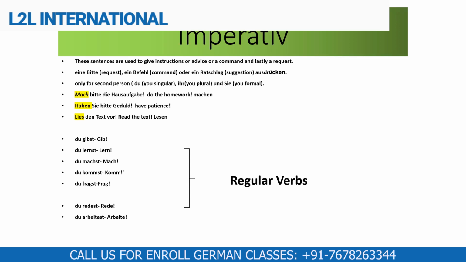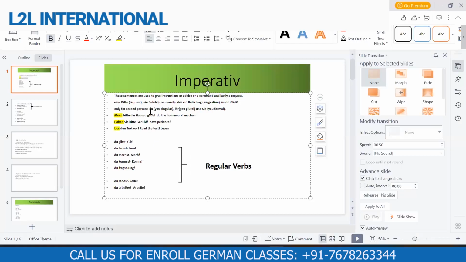In German there are three second persons: du, informal you; ihr, plural you; and Sie, the formal you. So with these three subjects we can make imperative sentences in German. Apart from the second person, we don't make imperative sentences. Remember.